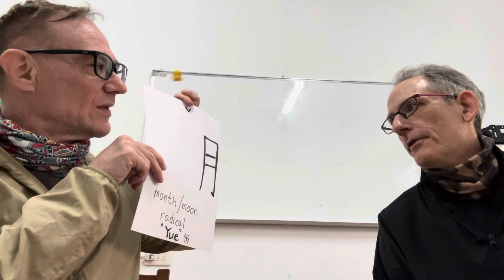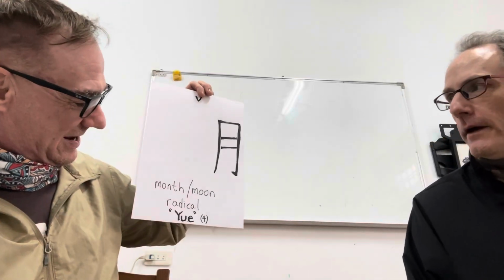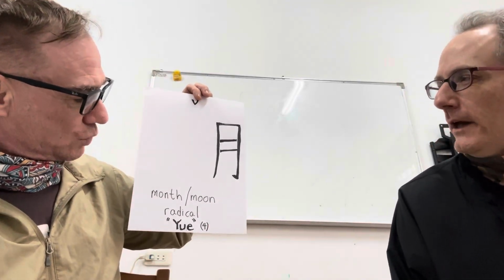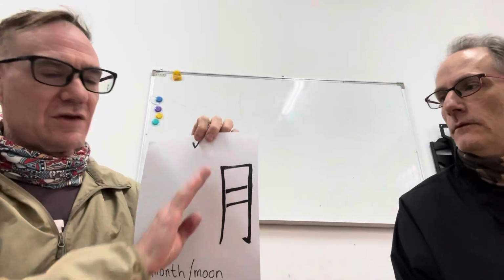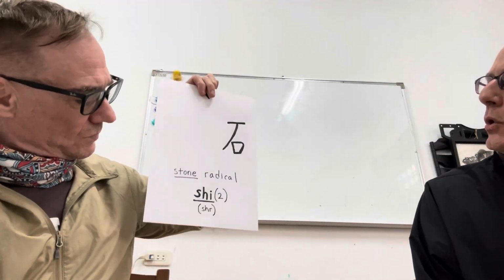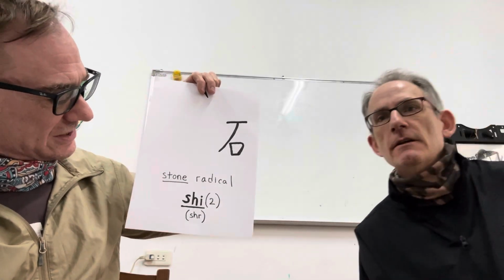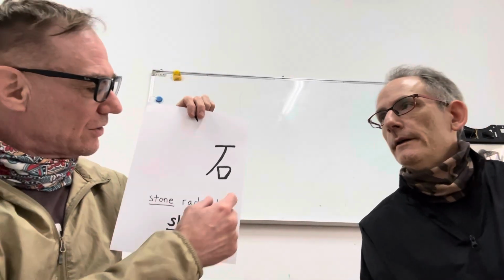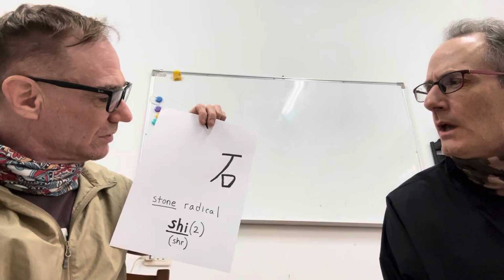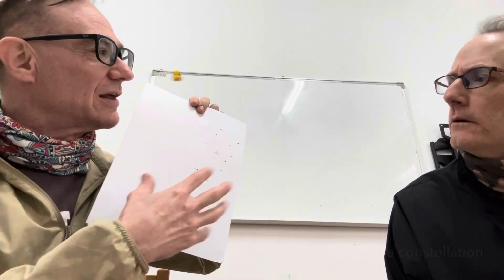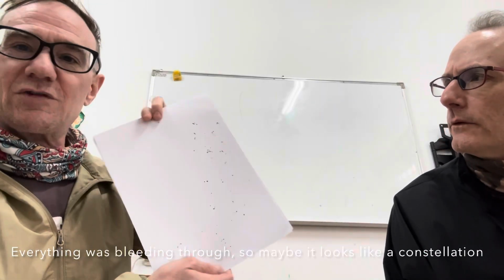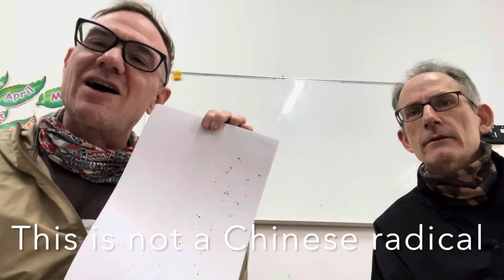This, you know this one. This is month, and it's pronounced fourth tone. Also moon as well. Have these way over to the side because we're going to match with his. Now this one is a stone, the stone radical. It looks like a stone, though everything was bleeding through there, so maybe it looks like a constellation. This is not a Chinese radical.